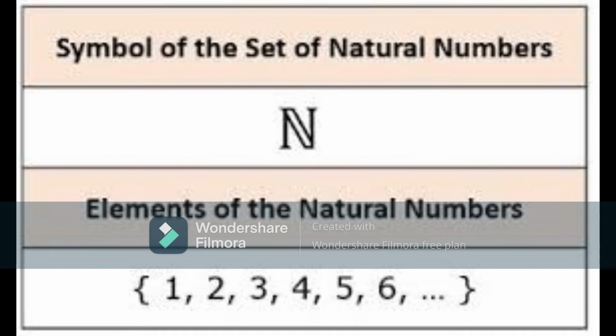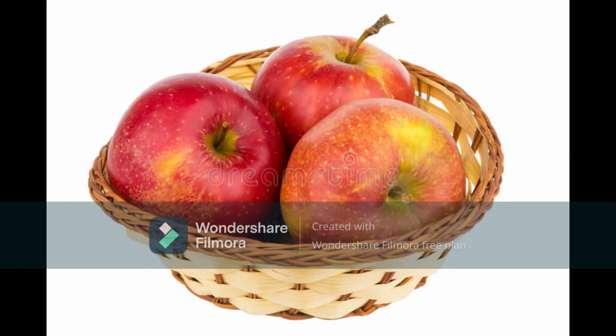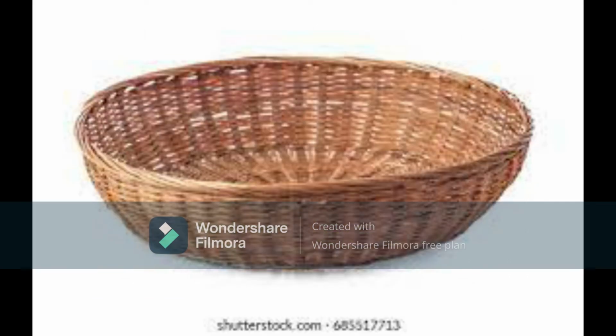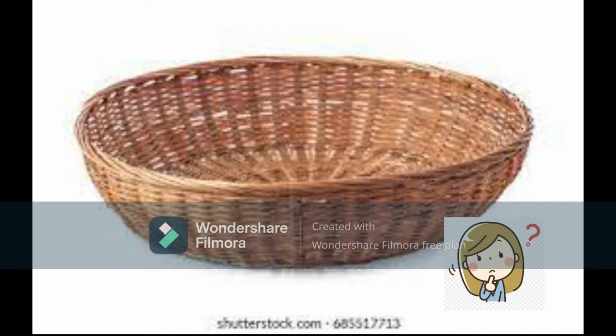inside curly brackets. Now, let's try counting using this set of natural numbers. Here, I have 3 apples in my fruit basket. Let's say I eat 1 apple, give 1 apple to my friend and throw away the 3rd apple because it was rotten. Now, how many apples do I have in the fruit basket? Can you see any apple in here? You are right. There is not any apple left, so you can't really count the number of apples in the fruit basket. However, you can say that there are 0 apples in the basket.